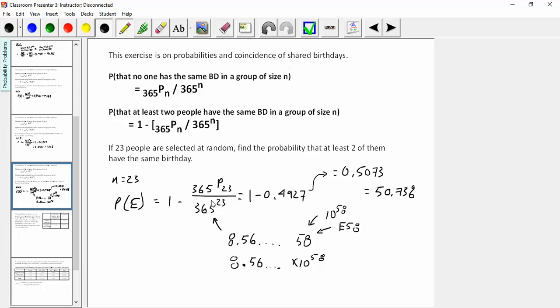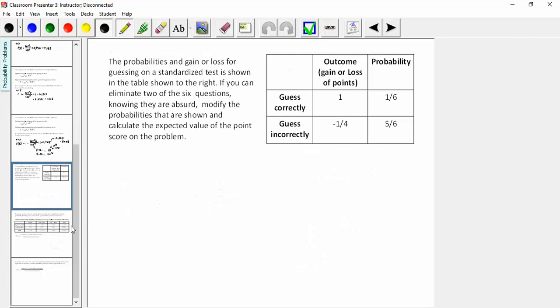Math. I bet you guys are just as excited as I am, aren't you? Sure you are. Okay, let's move on.